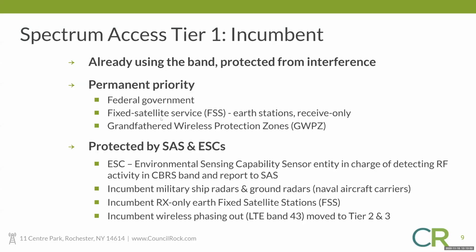The other users of this band that are incumbents are the fixed satellite services stations. They only receive data in this frequency, in this spectrum, but they also are incumbents, and they are protected from interference. And then I mentioned the grandfathered wireless protection zones. So everybody that was using the 3650 megahertz spectrum according to Part 90 rules. There is a list from the FCC of organizations that got a waiver or were granted some extension of when they need to change from Part 90 to Part 96.